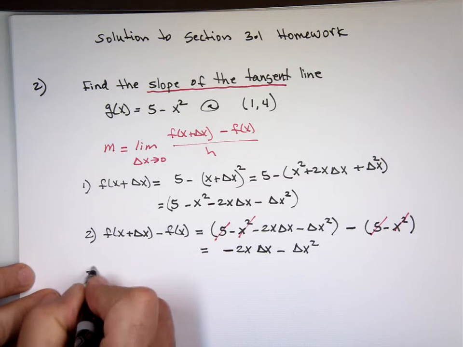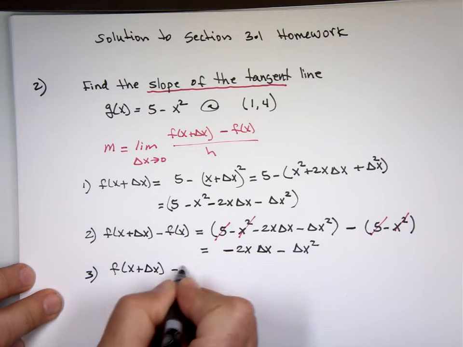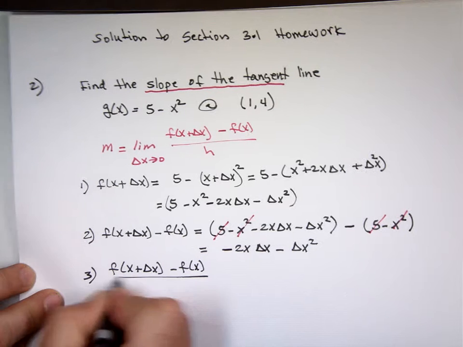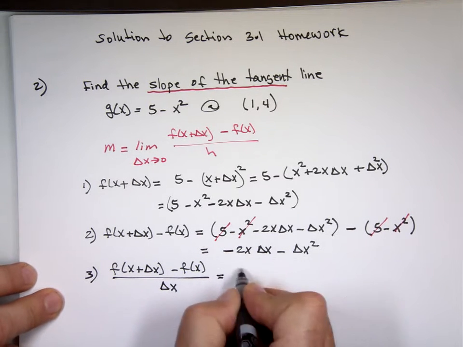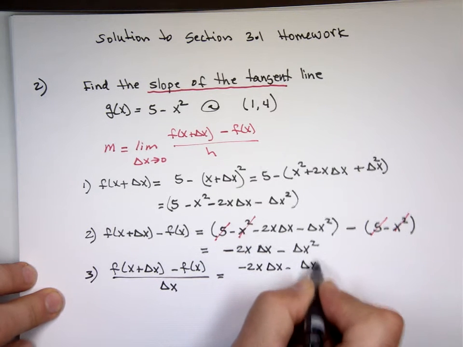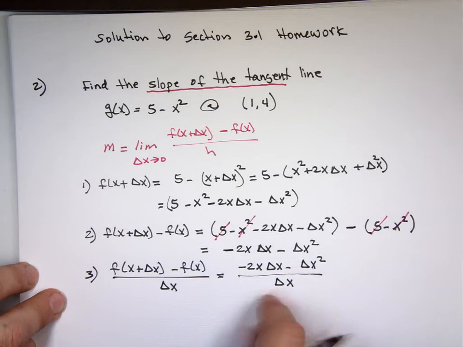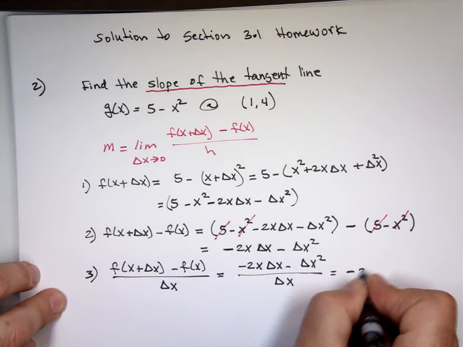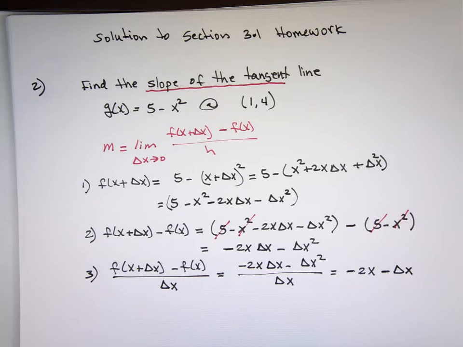Step number 3, take the difference and divide it by delta x. So take the result of step number 2 and divide it by delta x. That means divide each one of them by delta x. That will make it negative 2x minus delta x. You're dividing this by delta x, and you're dividing that by delta x.